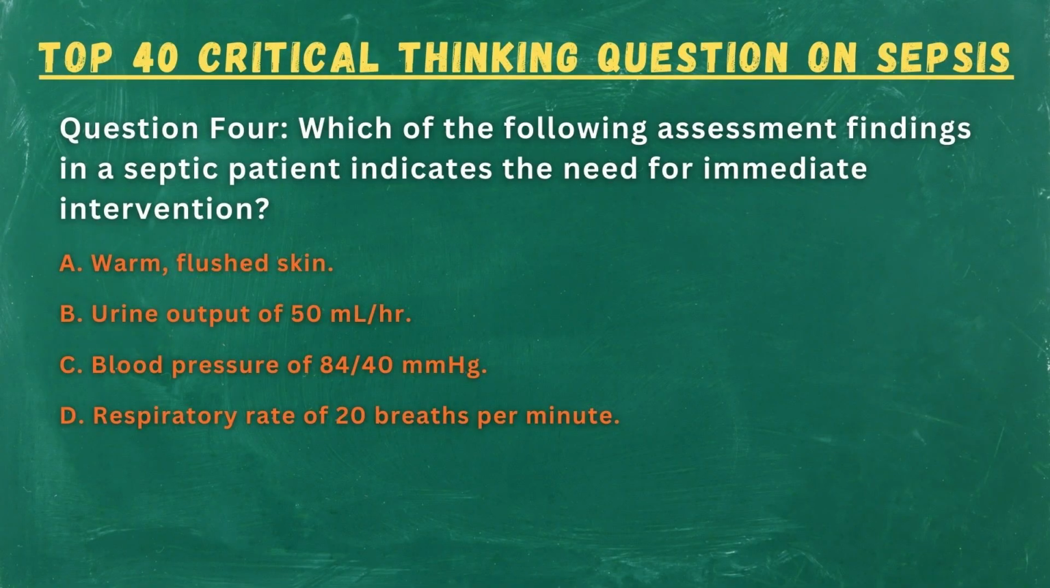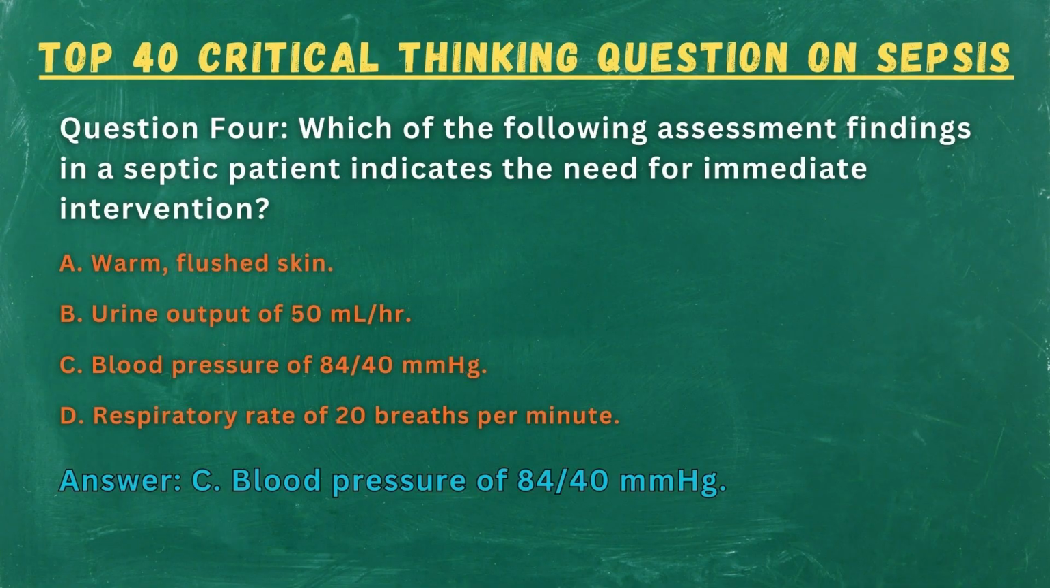Question 4. Which of the following assessment findings in a septic patient indicates the need for immediate intervention? A. Warm, flushed skin. B. Urine output of 50 milliliters per hour. C. Blood pressure of 84/40 mmHg. D. Respiratory rate of 20 breaths per minute. Answer. C. Blood pressure of 84/40 mmHg.